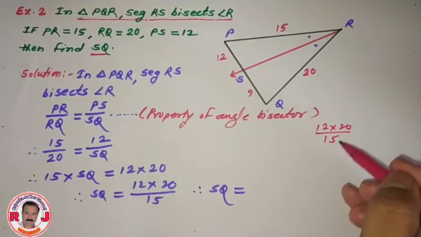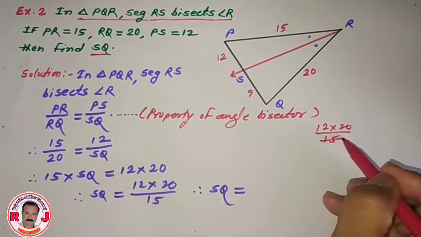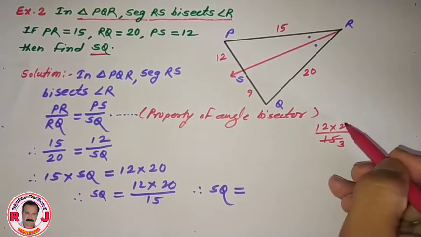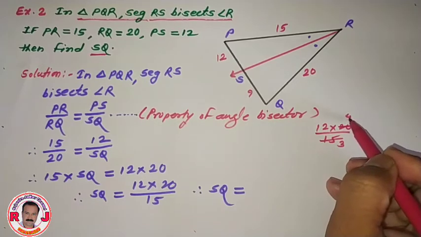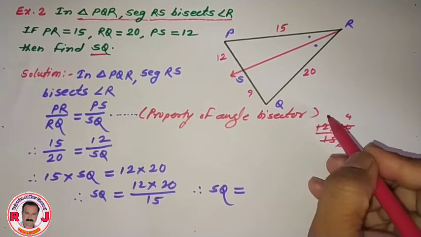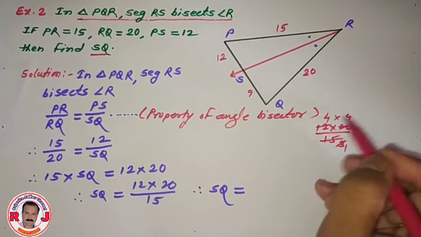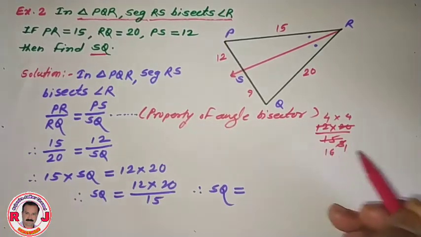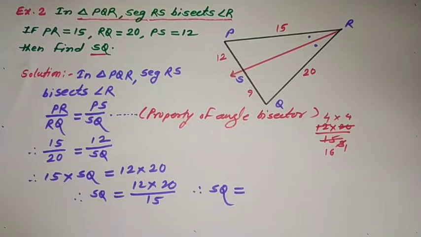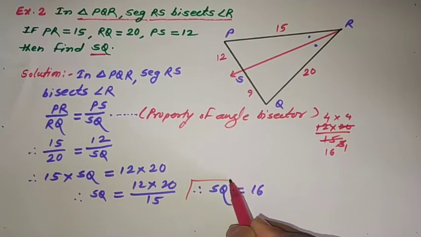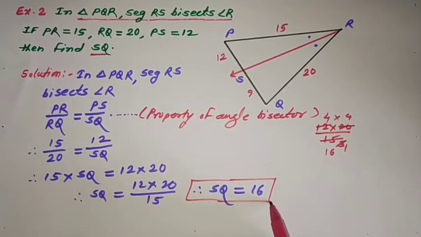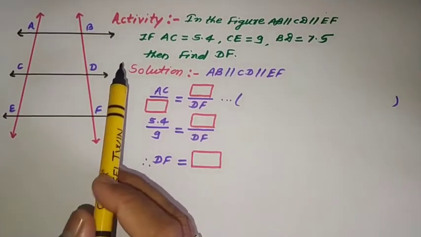Here divide 15 and 20 by the same number: 5 3s are 15, 5 4s are 20, 3 4s are 12, and the multiplication of 4 into 4 is equal to 16. Therefore, the value of SQ is equal to 16. This type of example is asked on the question paper for 2 marks. Let's see the next activity.